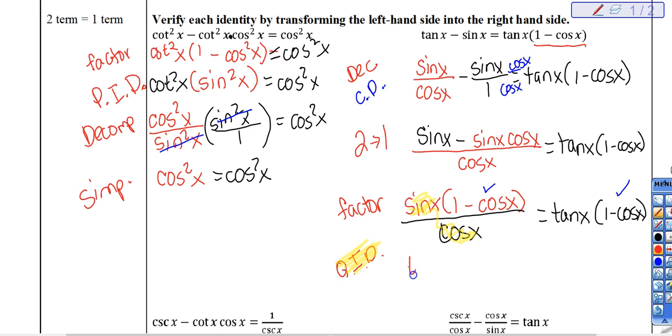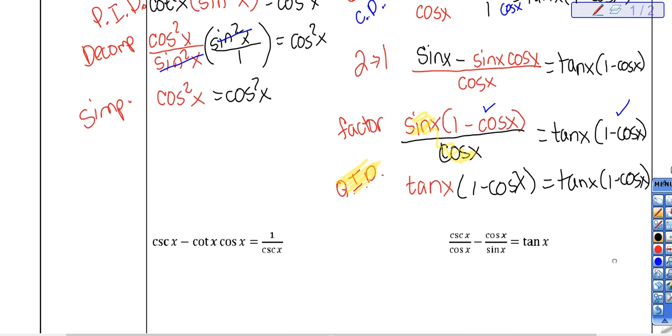And repeat or replace. So tangent of x times 1 minus cosine x equals tangent of x. And we were successful. So decompose, simplify, simplify, quotient ID. Questions about that? Okay.